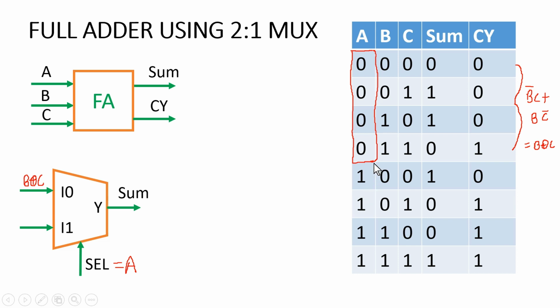In the same way, when A is equal to 1, what is my output? My output sum is equal to B bar C bar plus B into C, which is nothing but B XOR C inverted, or this is the XNOR gate. And we know when this select line or A is equal to 1, I1 will be passed at sum, which should be equal to B XNOR C. So let me apply B XNOR C at I1. So this way we can implement sum.